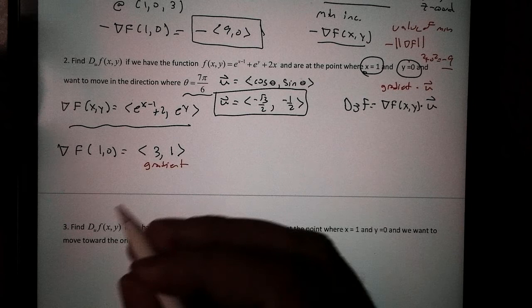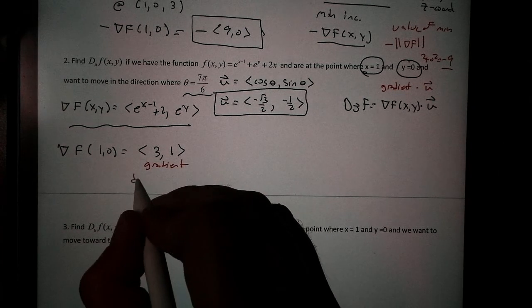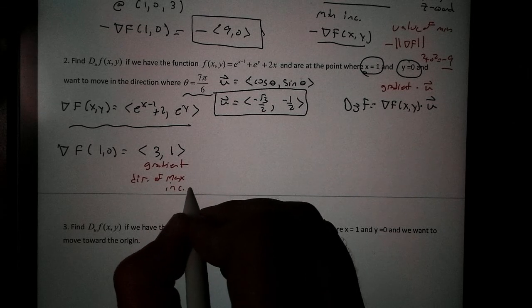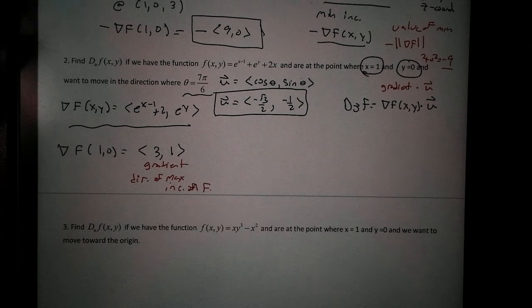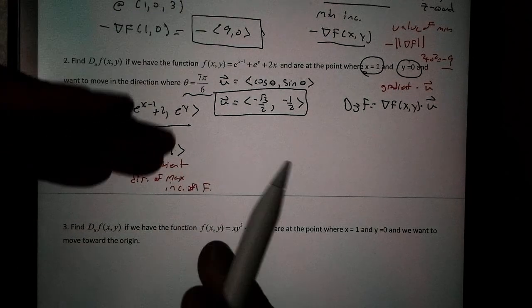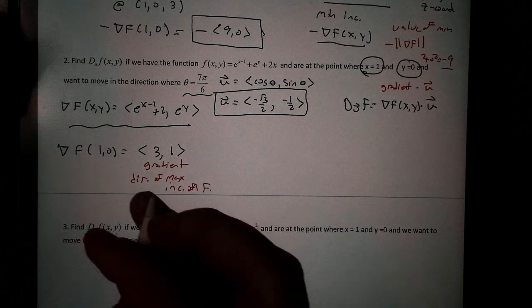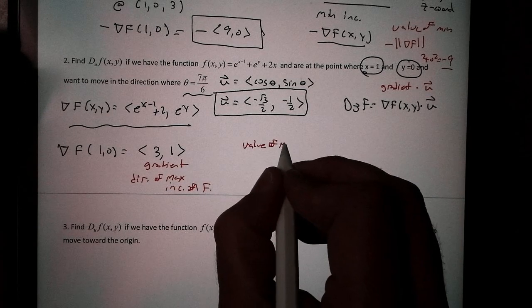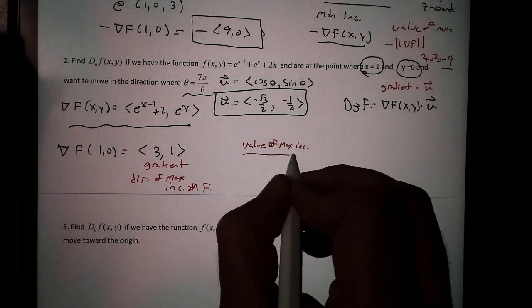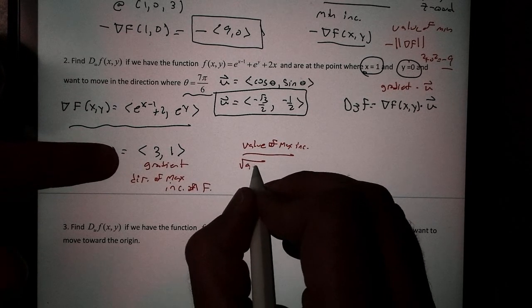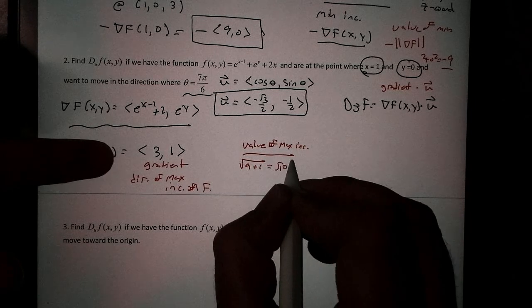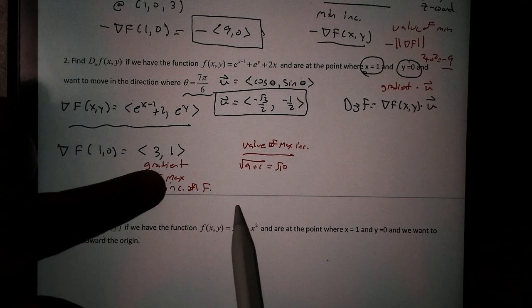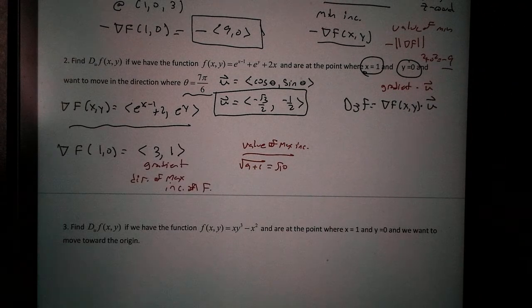And remember, what does the gradient tell us? Well, this is the direction of maximum increase on f. So if you're standing on this function, this direction is going to give us the direction of maximum increase. I can find the value of maximum increase by looking at the magnitude of that. 9 plus 1, which is square root of 10. So this is saying if I'm standing at the point 1, 0 on this function, this is giving me the direction of the maximum slope, and that's the actual slope itself.